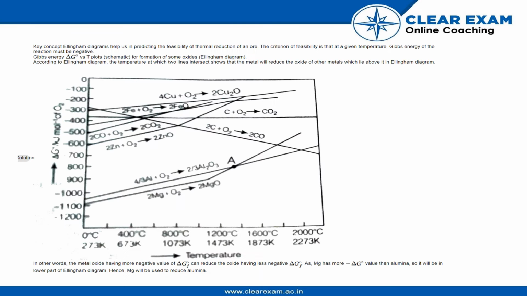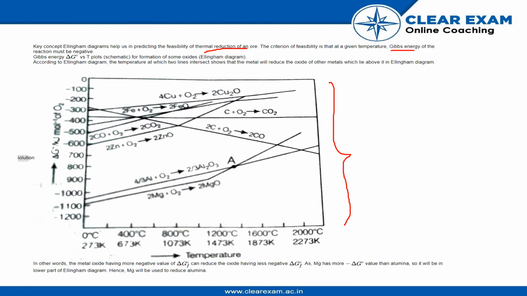Let's look at the key concept. Ellingham diagrams help us in predicting the feasibility of thermal reduction of an ore, as you can see over here in this diagram. So the criterion of feasibility is that at a given temperature, Gibbs energy of the reaction must be negative.